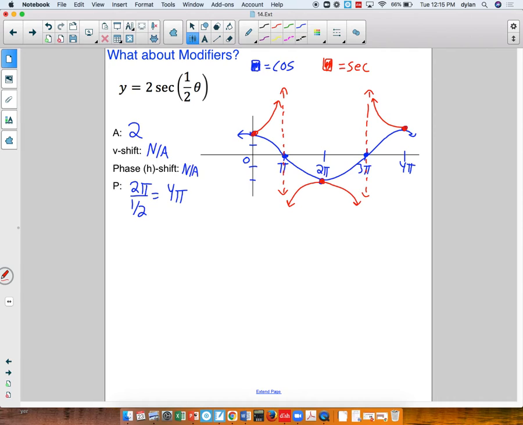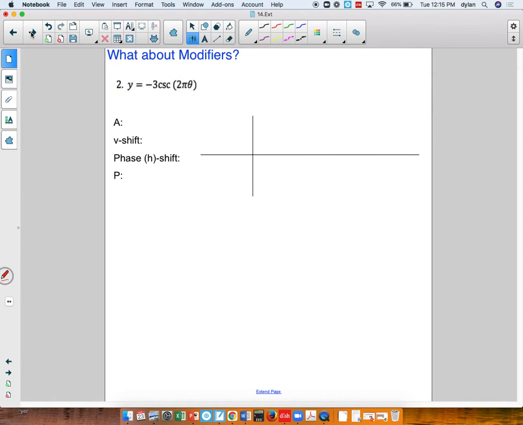So let's try another example, and I would like you to try number 2 on your own. So I'd like you to pause the video and see if you can do this cosecant example. Graph the 5 key points for sine first, and then try the cosecant, and then resume the video as soon as you're ready.